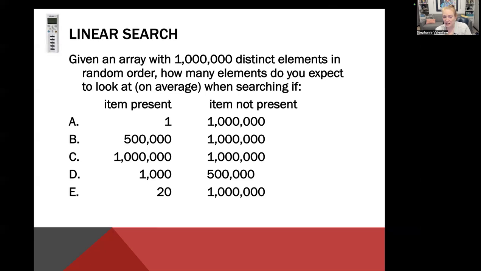So let's look at the second column. If the item isn't present, we would have to look through all 1 million items to find that it's not present. And that sounds reasonable too. So B is the correct answer here.